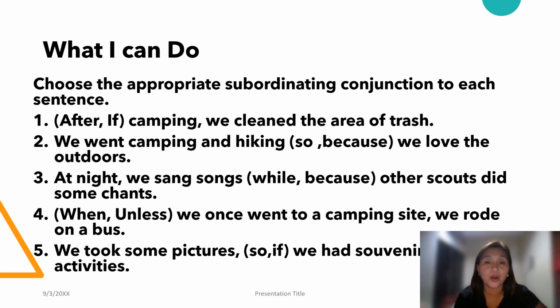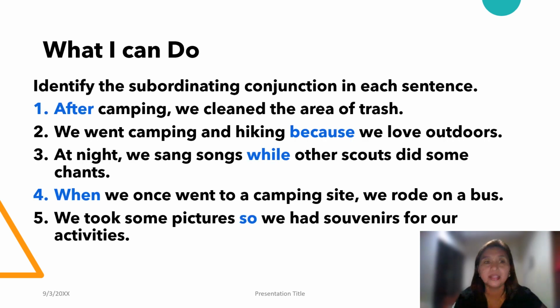Okay, now are you ready? We're going to check the correct answer. We're going to check if your guess or if your hunch is correct. Next. Okay, number one. The correct answer is after. After camping, we cleaned the area of trash.